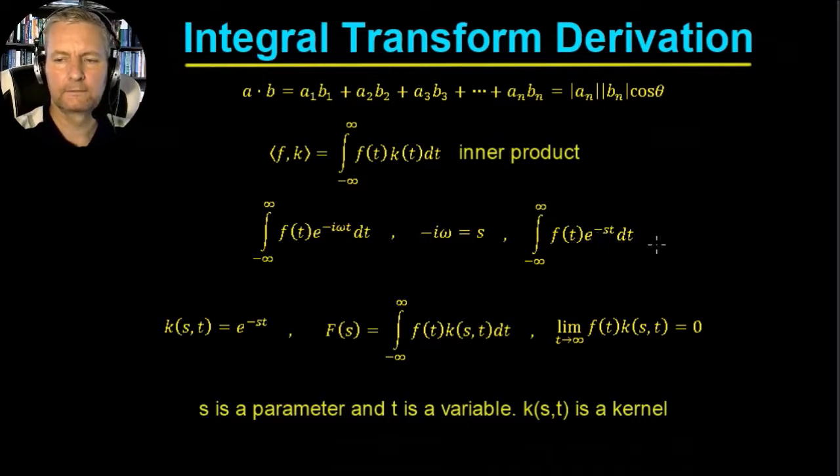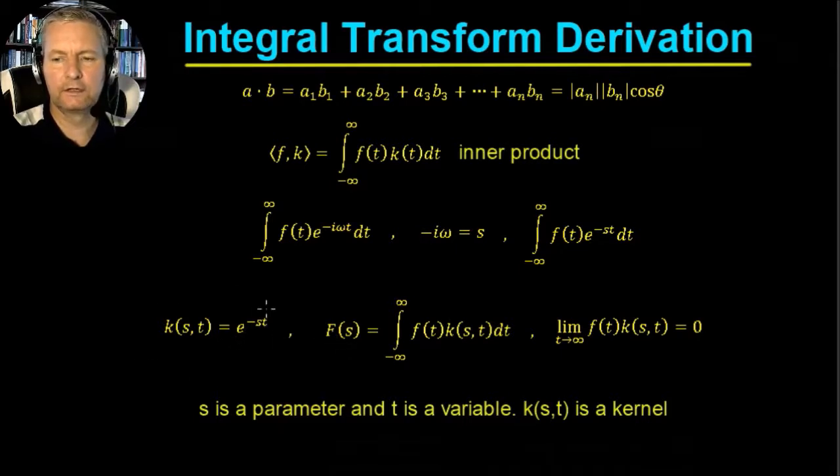Let's remember that I'm just doing this in order to get this into a general form for us to deal with. If we note this little function e to the minus st, the k of t would be the e to the minus st in this example. So we'd have a function k of s and t, which would be equal to e to the minus st.